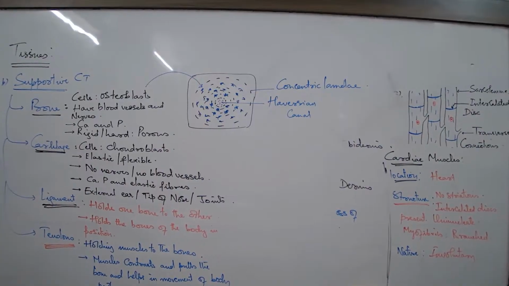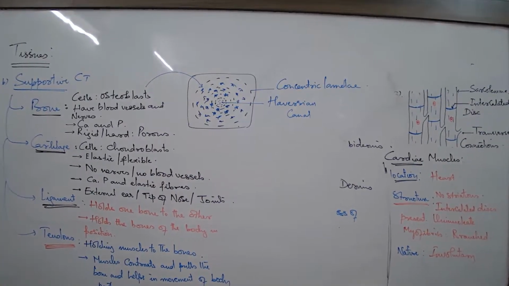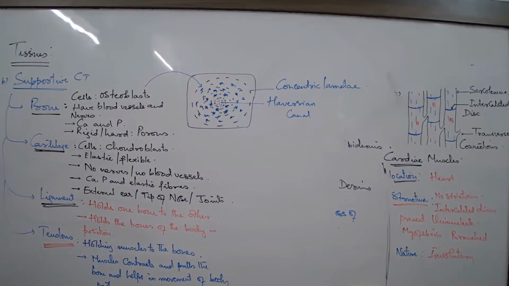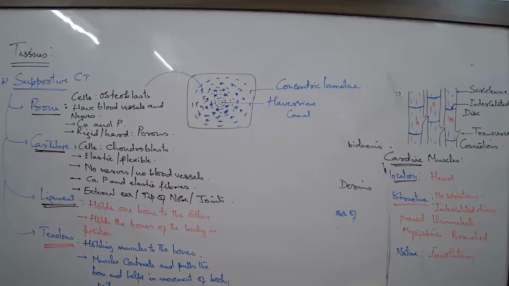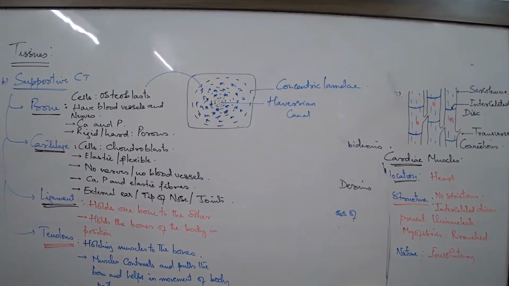Next, bones are hard and rigid as they are porous. On the other side, cartilage is flexible and elastic as it is non-porous.